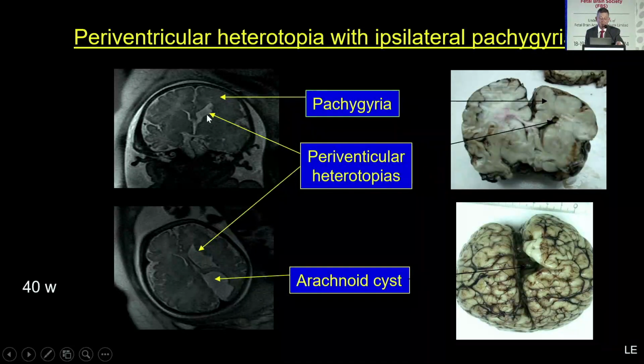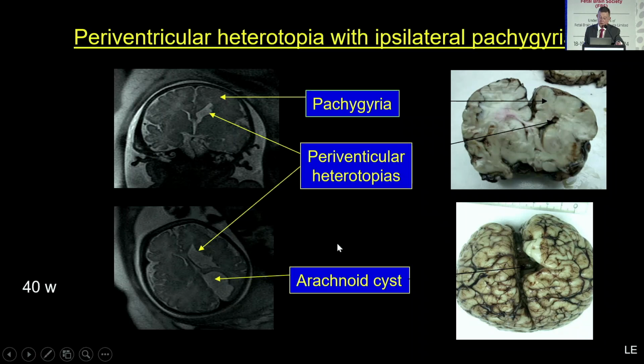So we looked back at the MR, and here you see again the presence of pachygyria, periventricular heterotopia, and yes, there is a cyst, and there are reports of the presence of these conditions of periventricular heterotopia associated with cysts in the arachnoid, in the infratentorial arachnoid cyst, retrocerebellar, but also it turns out that there can also be arachnoid cysts in the supratentorial structures.